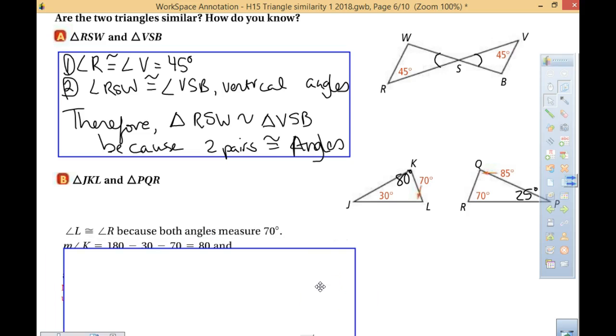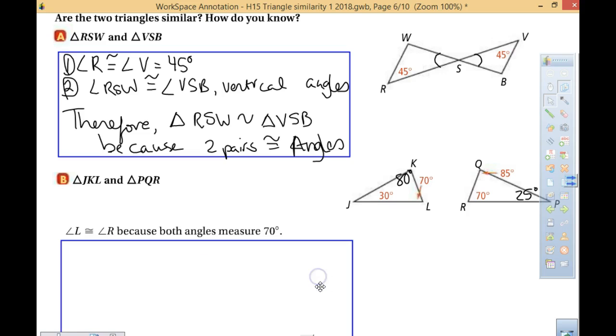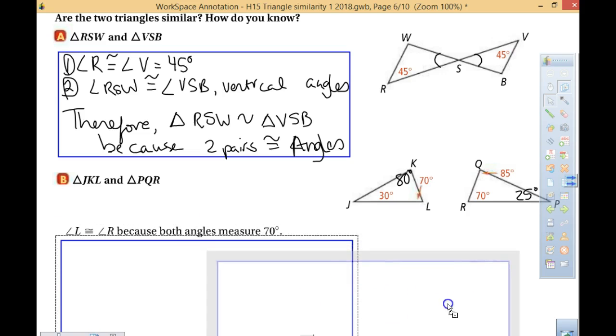that angle L and R are congruent. So please write that in that box. Angle L and angle R are congruent. And you can put right behind, they both equal 70, kind of like how we did up here. And then the next statement is what we were taking a look at.